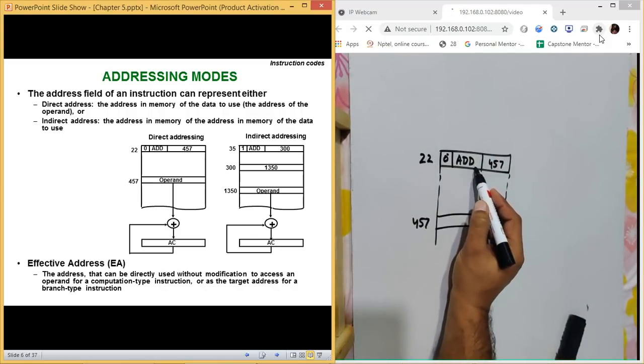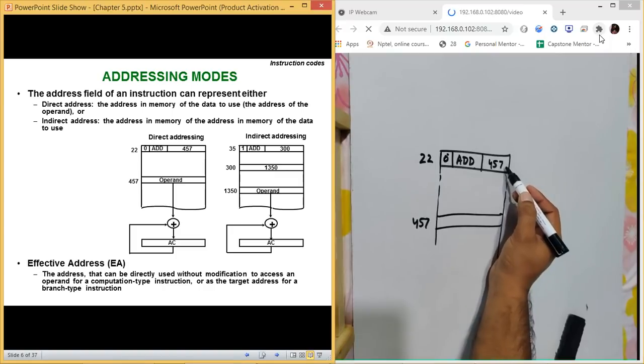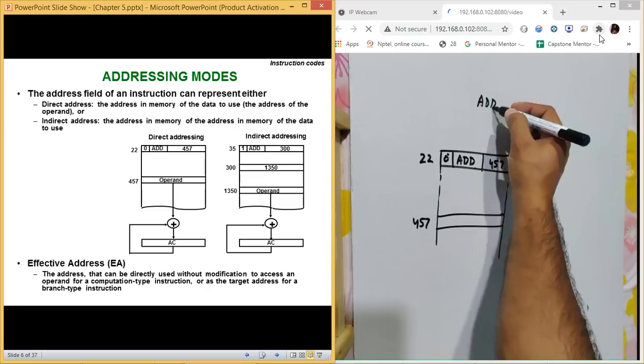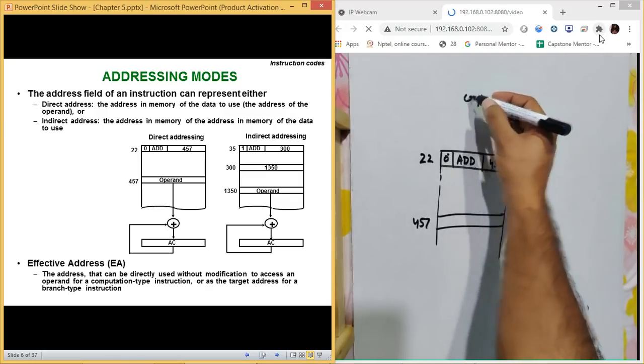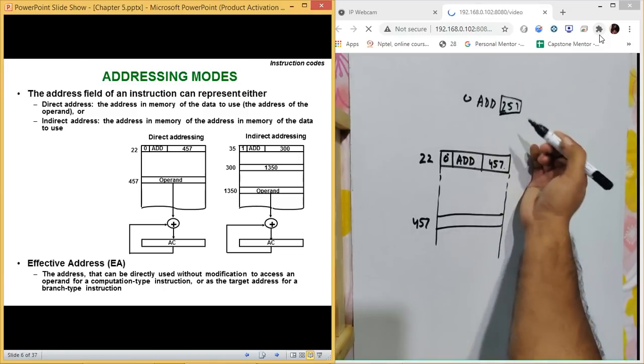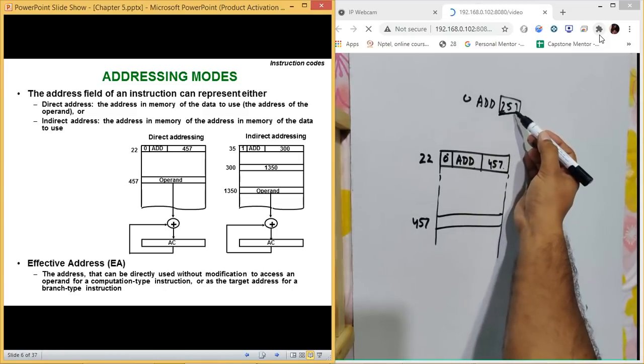Then second is the opcode, and third one is the address. Now what is this address? Like if I write add 257 and this is 0, so it simply says that the operand is at this place. You can get it from this address.